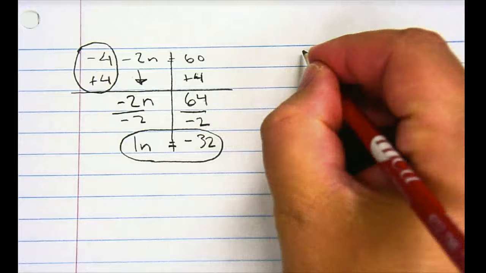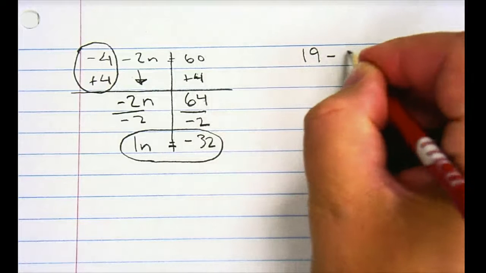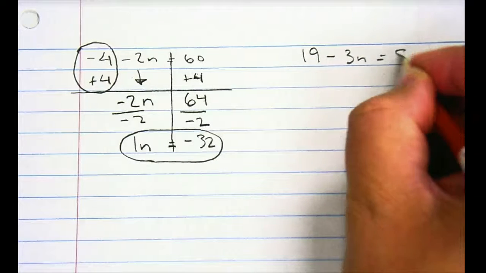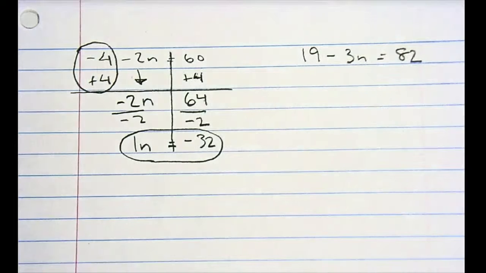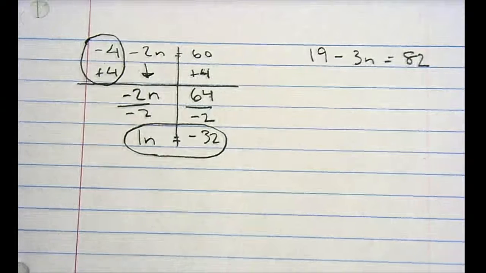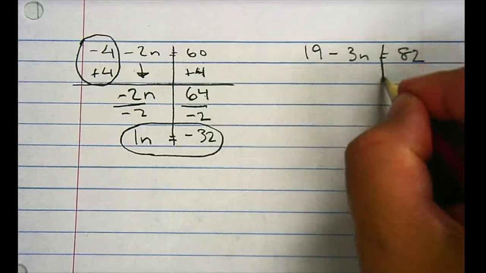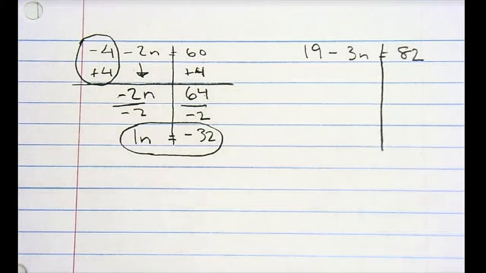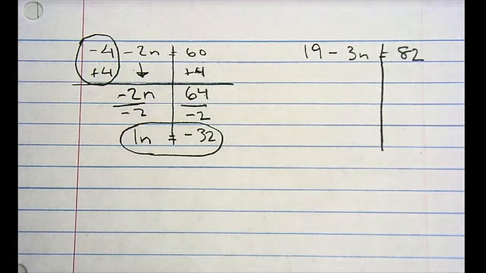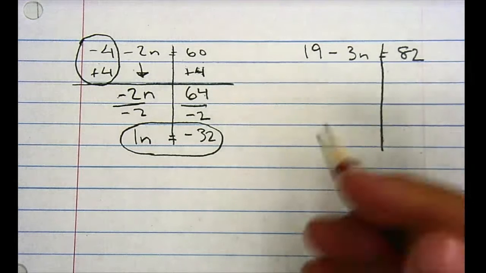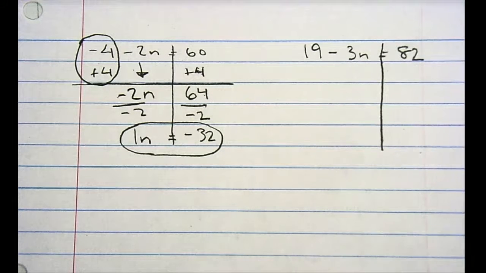Okay, I'm going to do one more, and the next one I'm going to do is this one here: 19 minus 3n is equal to 82. So when I do this, I do the exact same steps. The first step, make sure I separate both sides of the equation with a fence. That helps me know where the equal sign is, and it tells me whatever I do on one side of the equation, I've got to do on the other side of the equation.